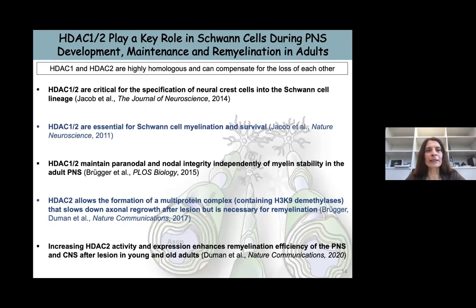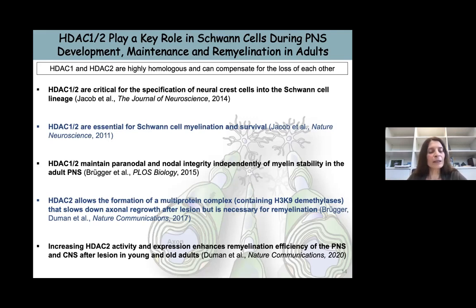What we found is that those two HDACs play a key role in Schwann cells during PNS development, maintenance, and remyelination. If you study HDAC 1 or HDAC 2, you usually have to study both together because they are highly homologous and they can usually compensate for the loss of each other. So it's very difficult to work on only one. We found that those two HDACs are critical for the specification of neural crest cells into the Schwann cell lineage. They are also essential later in development for Schwann cell myelination and survival, and they maintain paranodal and nodal integrity in the adult PNS.